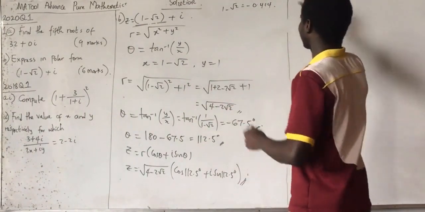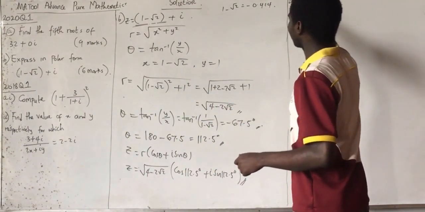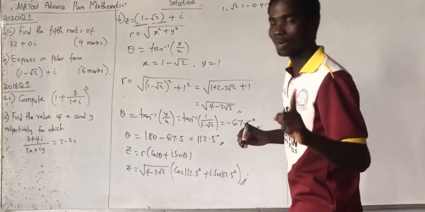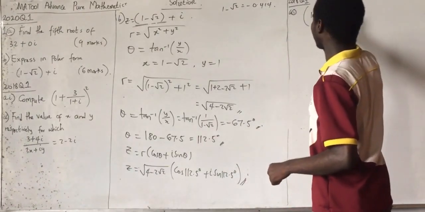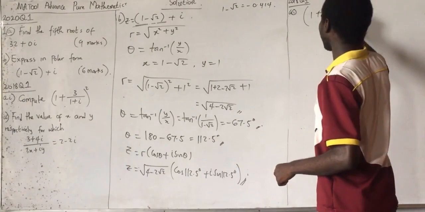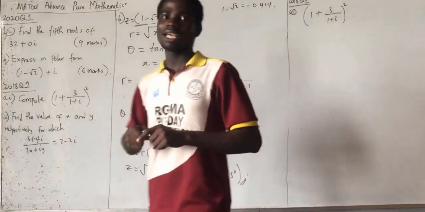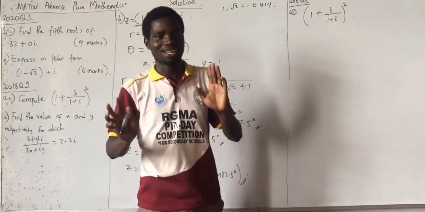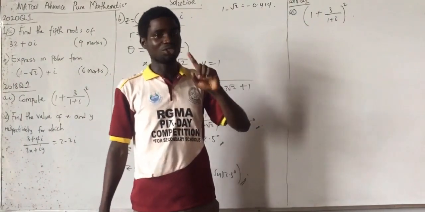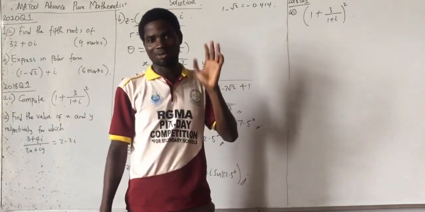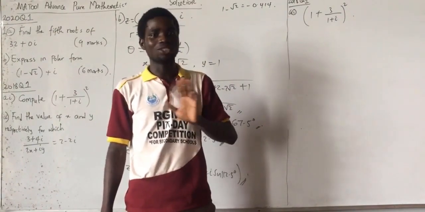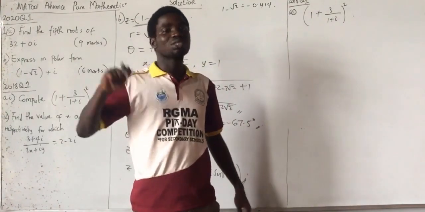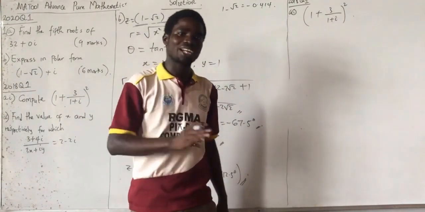The next one, 2018 question number 1, in fact 1A, question 1(i). You are told to compute (1 plus 3 over 1 plus i) all squared. Later I will show you that you can press all these things on your calculator and it will give you the final answer. Please wait for the video on how to solve with a calculator. After solving, you will use your calculator to confirm whether you are correct or wrong.